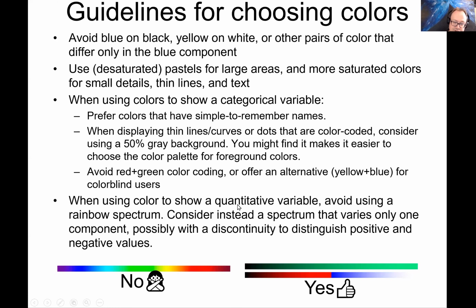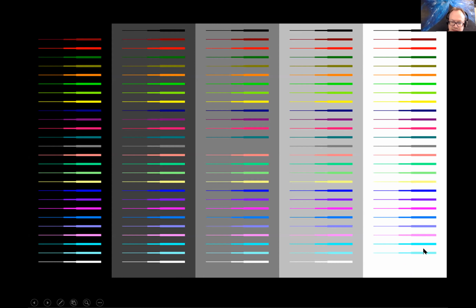And then if you're using color to show a quantitative variable, avoid using rainbow spectra. Instead, use something that only changes one component of the color, maybe with a discontinuity somewhere to show where 0 is. And I'll show examples of that.